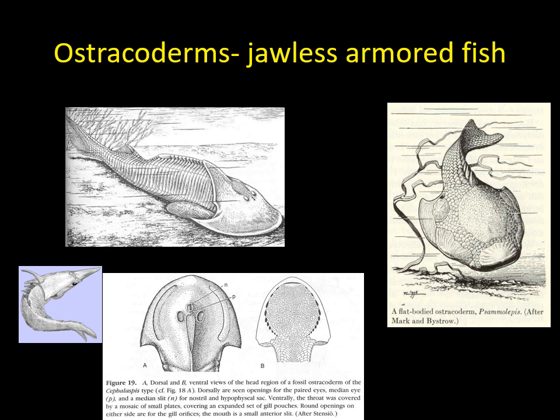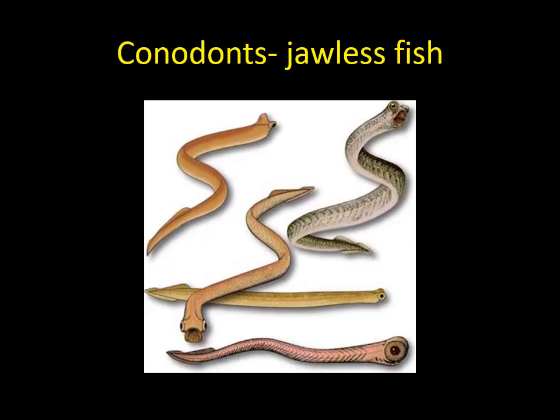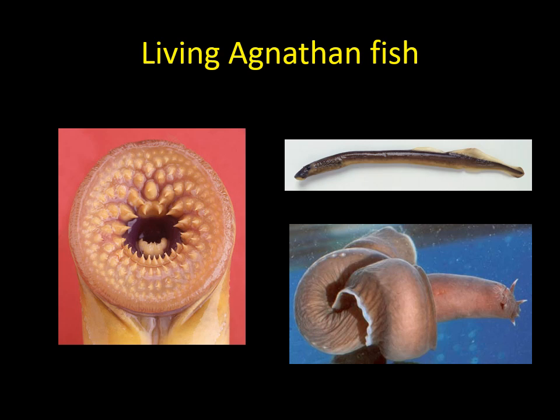We still have those ostracoderms, those jawless armored fish that we talked about in the Ordovician period. Those are around in the Silurian and the Devonian as well. Mostly these armored head shields and then smaller bony scales going down the back. We still have our conodonts, another jawless fish. We talked about those in the Ordovician as well. And I really want to point out something about jawless fish. We still have jawless fish today. In fact, these are living agnathan or jawless fish.